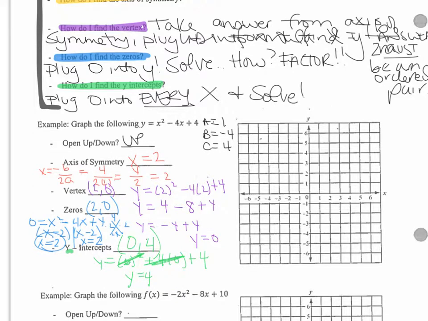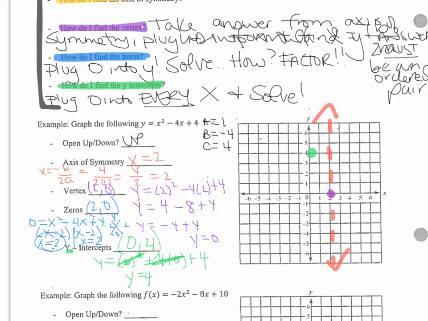I'm going to graph that axis of symmetry first. So axis of symmetry is x equals 2. It's a vertical line. So x equals 2 is right here. I'm just going to make a dotted line for my axis of symmetry just to show that it's there, but I don't really need it. All right, so now I'm going to graph my vertex, which is at 2, 0. My zeros are 2, 0, which is the same thing as my vertex, so I don't need to plot that. And I'm going to plot my y-intercept at 0, 4.